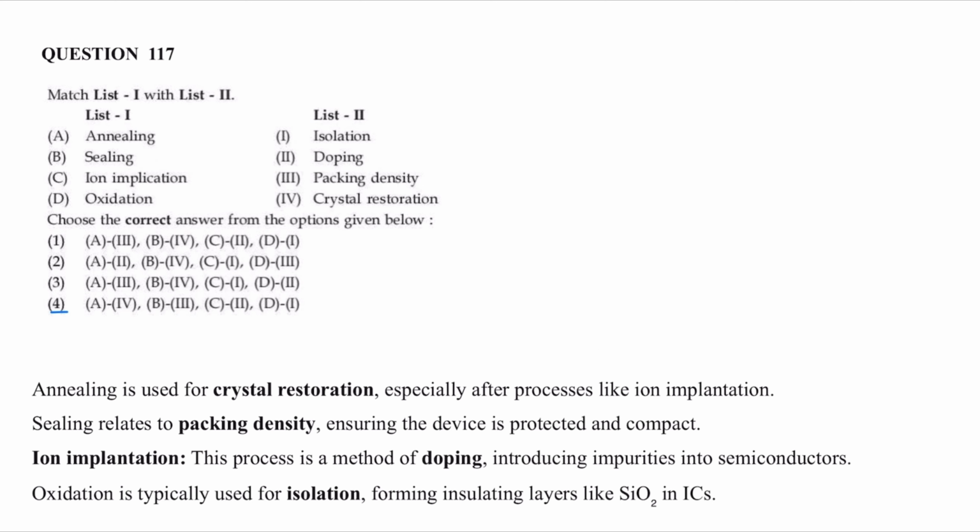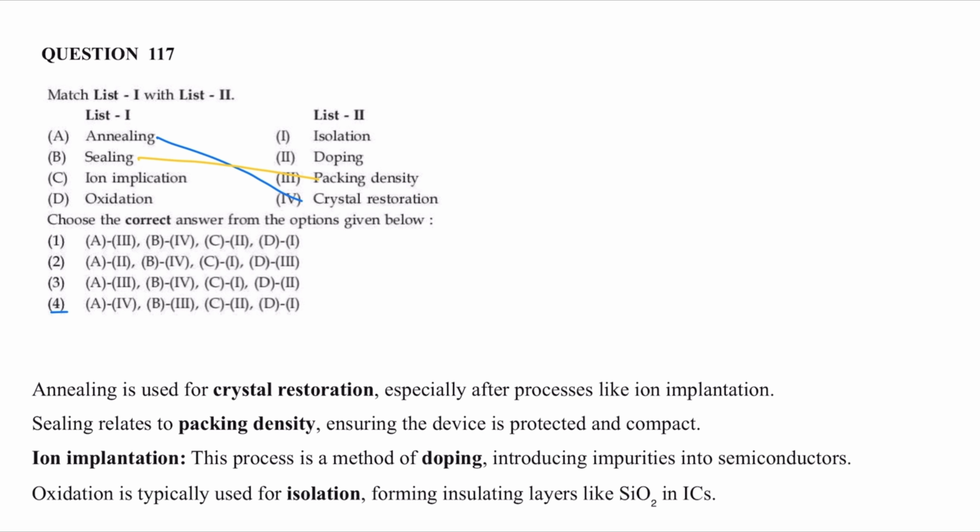Next question. Annealing is used for crystal restoration. A, it is 4. Scaling relates to packing density, ensuring the device is protected and compact. Sealing related to packing density.